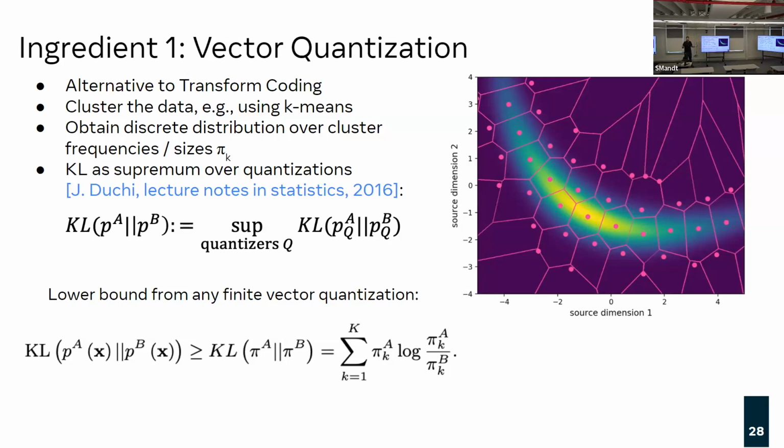Now, it turns out that vector quantization has a nice theoretical property, namely if you have 2 continuous distributions, PA and PB, and you quantize them, the KL between the quantized distributions will always be smaller than the KL between the continuous distributions. And actually, the KL between the continuous distributions can be defined as the supremum over all possible quantizations. So in other words, when we work with vector quantization at a given value of k, we always get a lower bound to this true KL divergence between the distributions. And the larger we get in terms of k, the better our results should be.